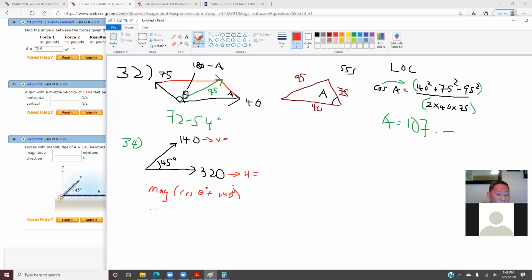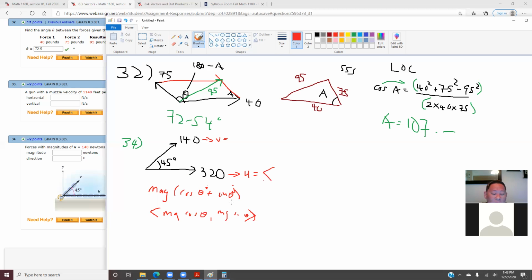Or in other words, if you want to put it in component form, you take the magnitude times the cosine theta, this is the i component, and then the magnitude times the sine theta, that's the j component. If you want to do it that way, it's fine too. Either way is fine. I'm going to use the component form because it's easier.